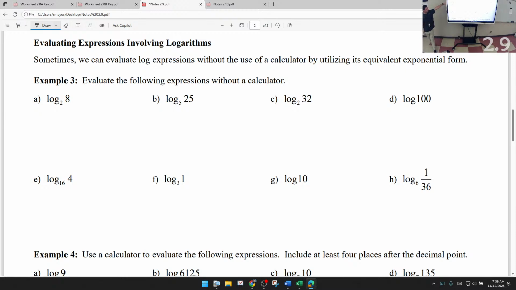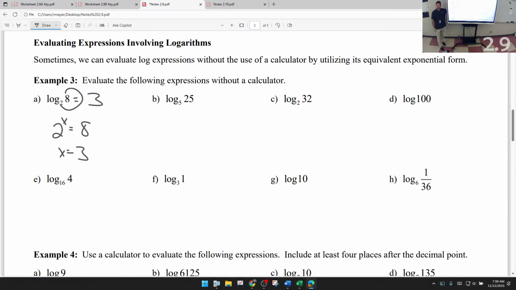Now, evaluate the following expressions without a calculator. These you got to know. There's got to be certain ones you got to know. They're not going to put one out there that's really big. They're going to put stuff out there that you should be able to at least somewhat calculate in your head. So this, 2 to what equals 8? So this equals 3. A lot of students, what I used to see on this, guys, I used to see an X here. And so they would say 2 to the X equals 8, and then they would say X equals 3.